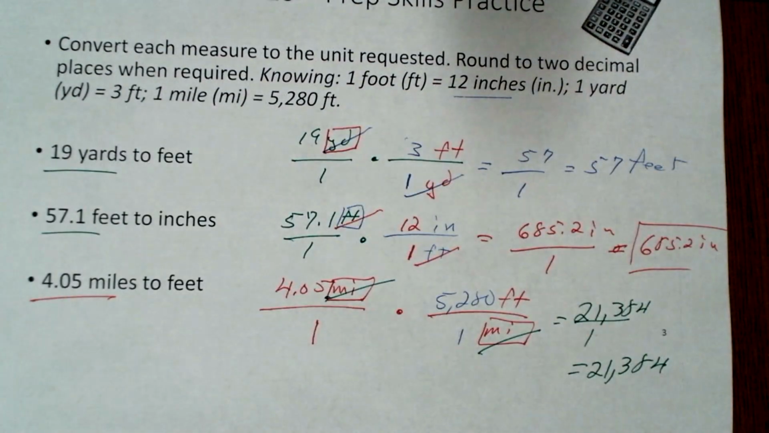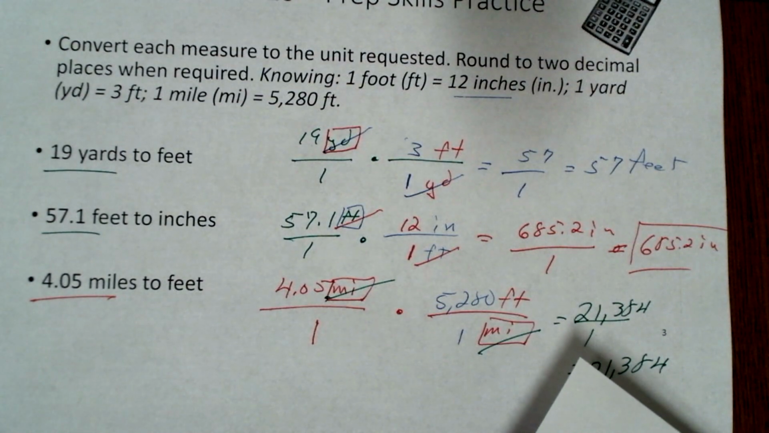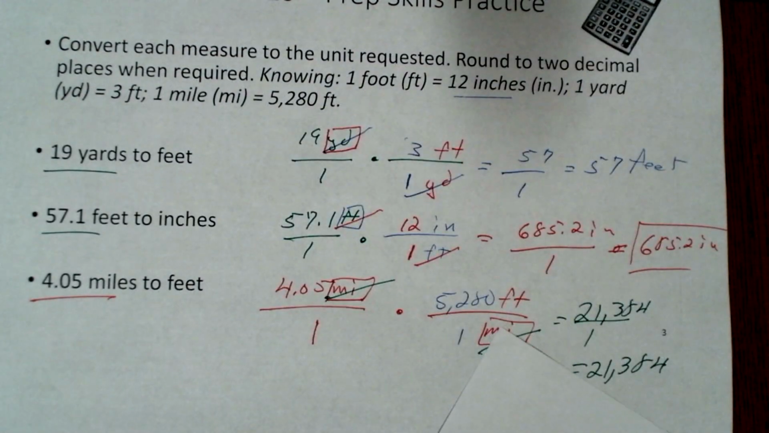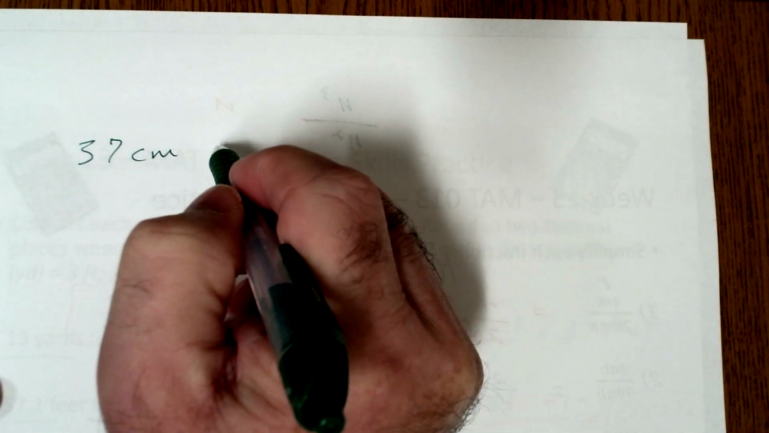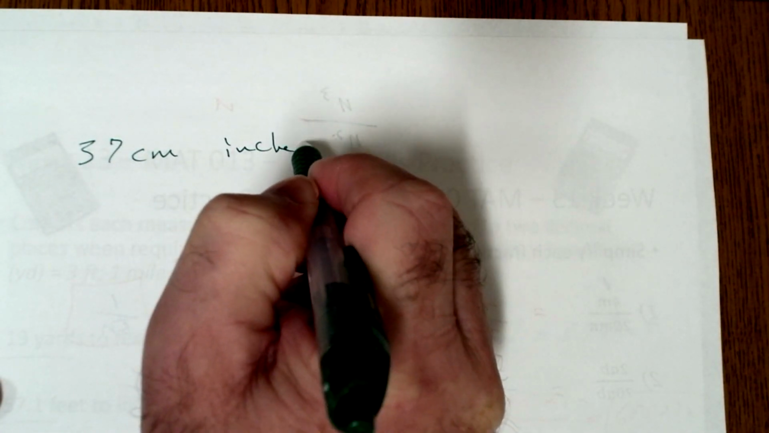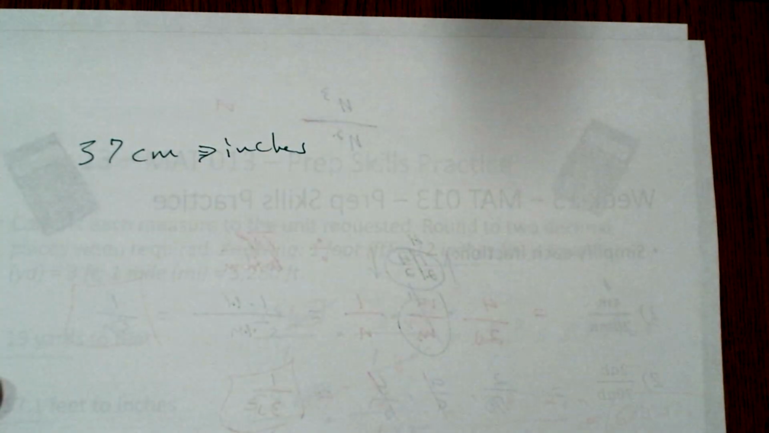This process will work for any conversion, folks. This little equation here. It'll work in the metric system. It'll work converting between the metric system and the English system. For example, let's do this one. Let's say we've got, I don't know, 37 centimeters, and we want to convert that to inches. Okay, we want to convert that into inches.